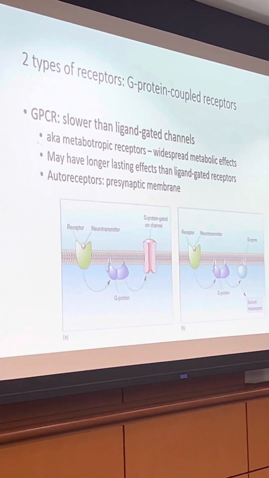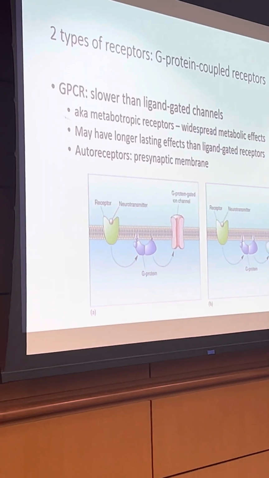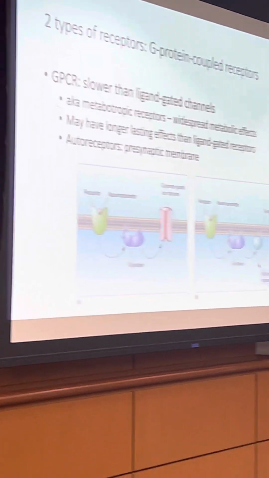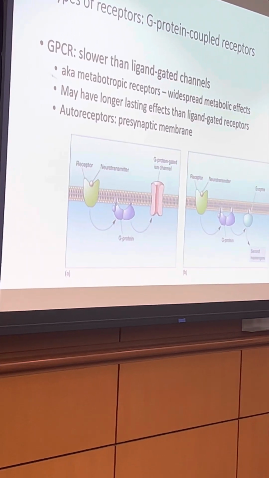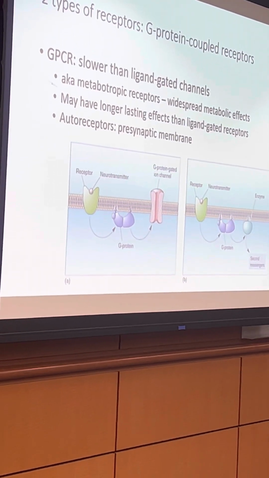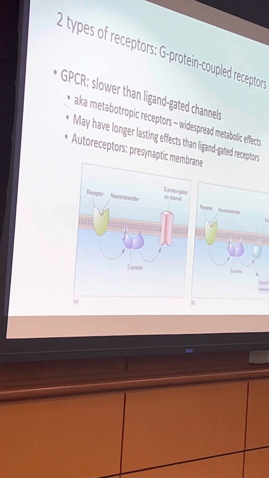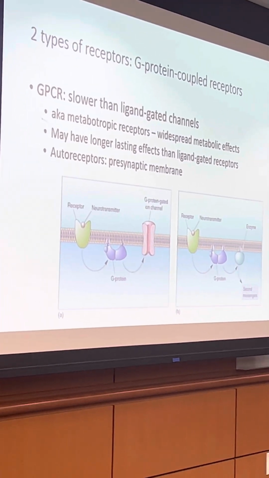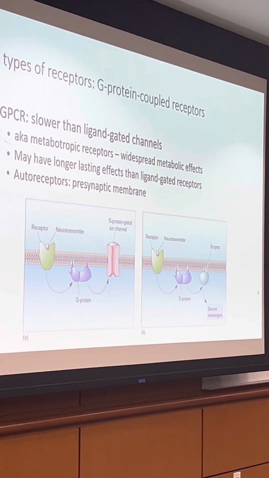I want you to understand the general principle of G protein coupled receptors. I'm not going to ask you any specifics about the process. But what I do want you to know is that G protein coupled receptors take much, much longer to take effect. But their effects are more widespread. Does that make sense? So I do want you to know that.